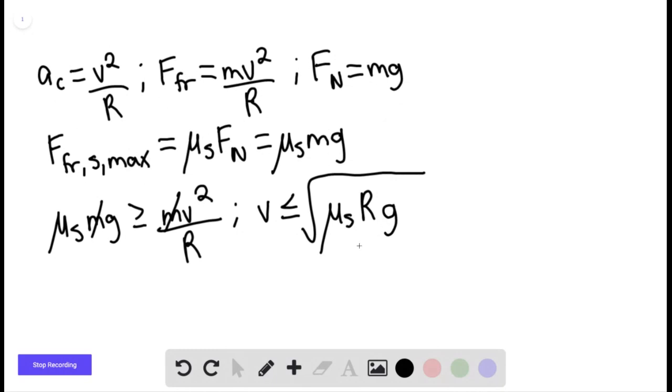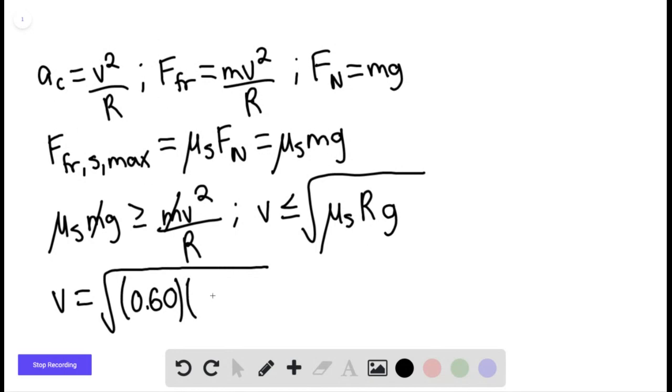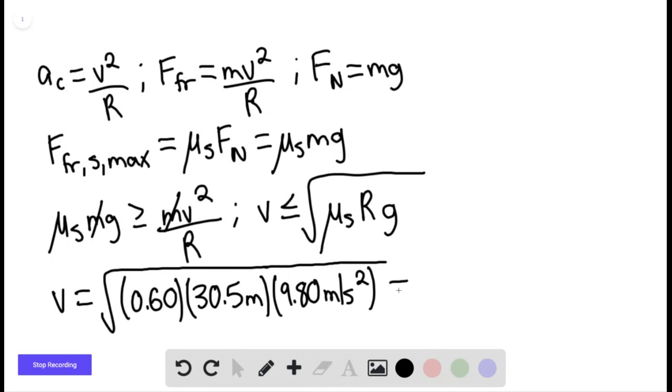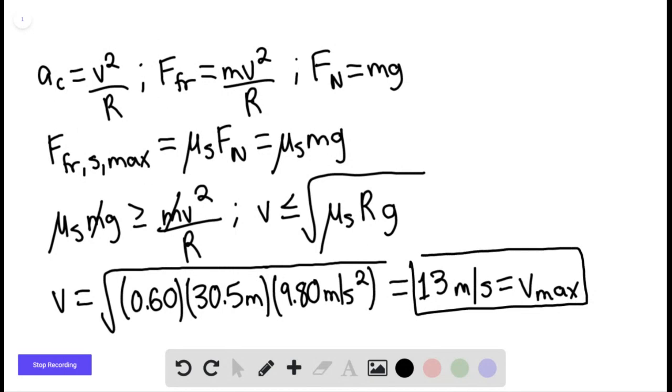Now, consequently, the maximum speed would be equal to the square root of the coefficient of static friction, 0.60, multiplied by the radius of curvature, 30.5 meters, multiplied by the acceleration due to gravity, 9.80 meters per second squared. And this is going to equal approximately 13 meters per second, which would equal the maximum velocity. This would be our final answer.